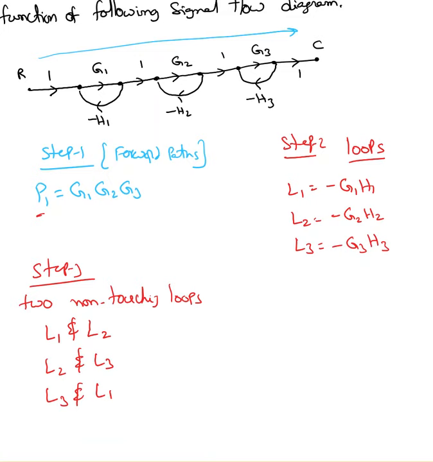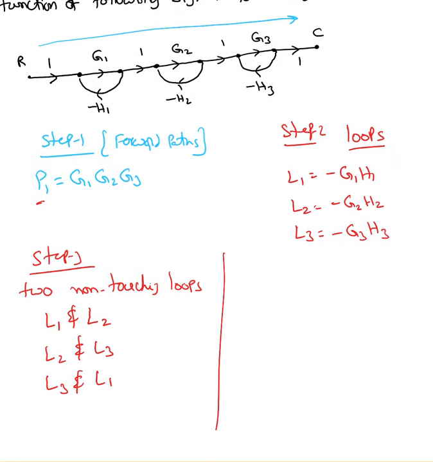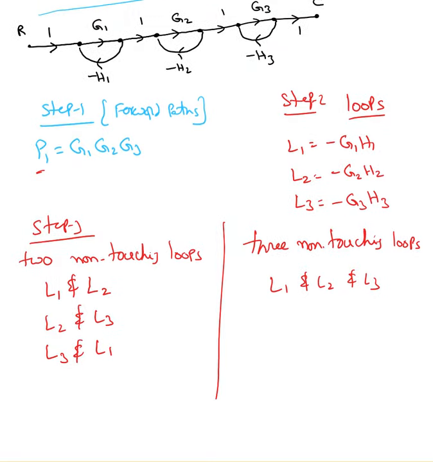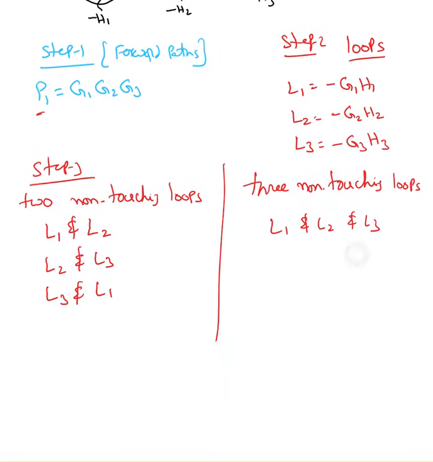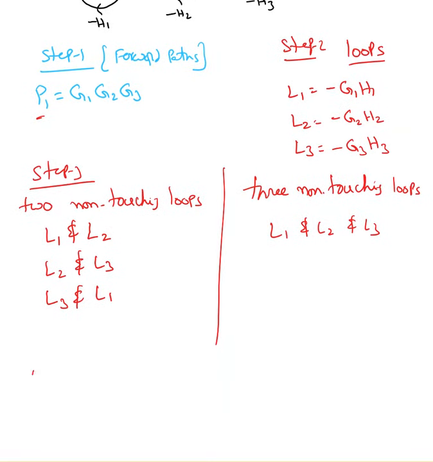Now here you can write down the whole multiplication, or leave it like that. And in step 3 itself, also write the 3 non-touching loops. Here all of L1, L2 and L3, all 3 of them, are non-touching loops.